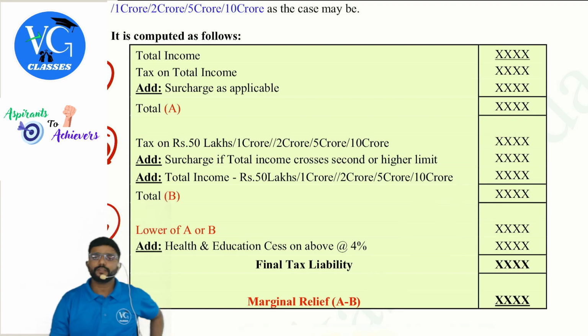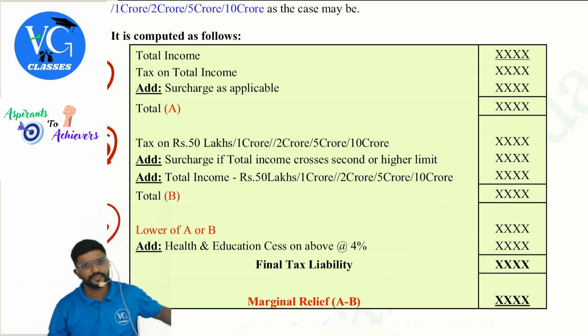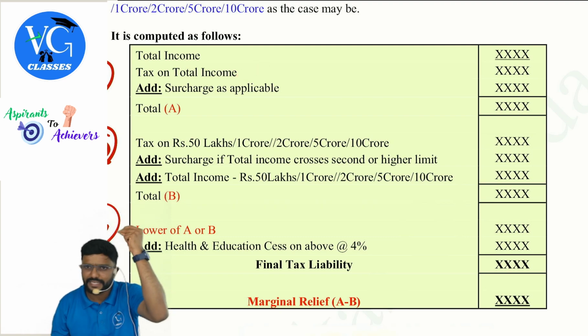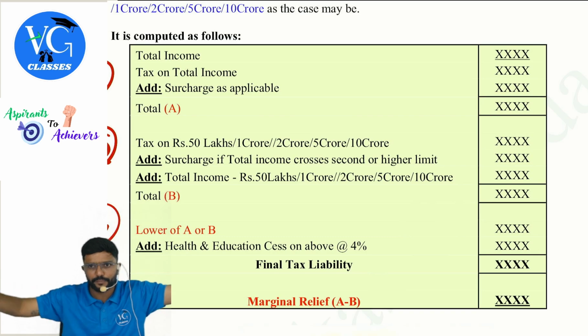First step, nothing special, as usual. Take total income, which you would have already computed, and calculate tax on it, at whatever rate is applicable for you. Then add surcharge as applicable. Surcharge is applicable for you, because that is why you are checking this relief. Stop it there. One figure we have derived. Okay, sir. First step is as usual, nothing new in that.